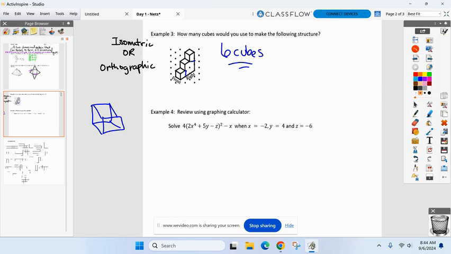And then the final thing has absolutely nothing to do with nets. I just want to show you something on your calculator. Maybe you've been shown in Algebra 1, maybe not. We'll see right now, though. All right, so grab your calculator.